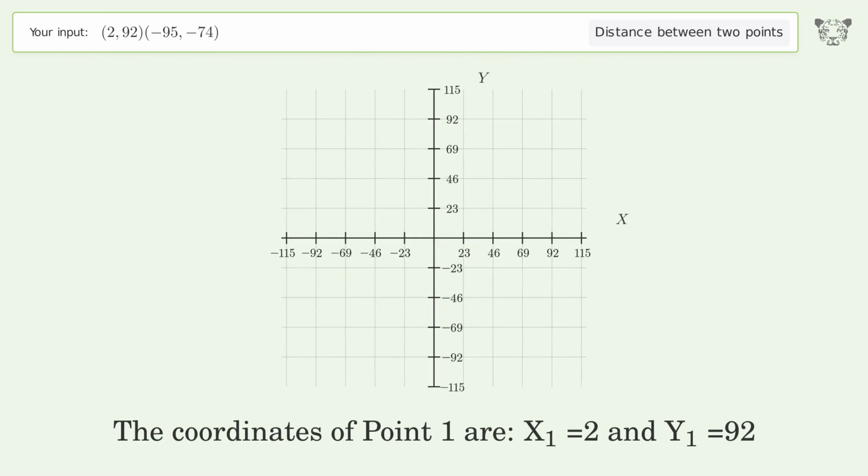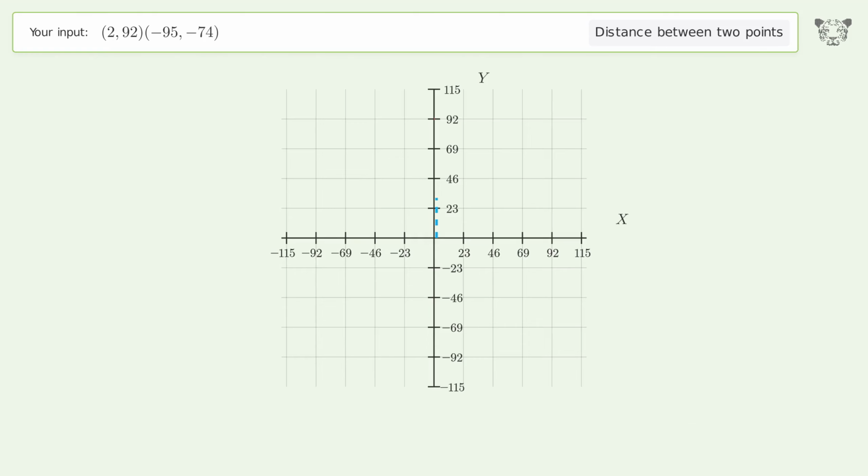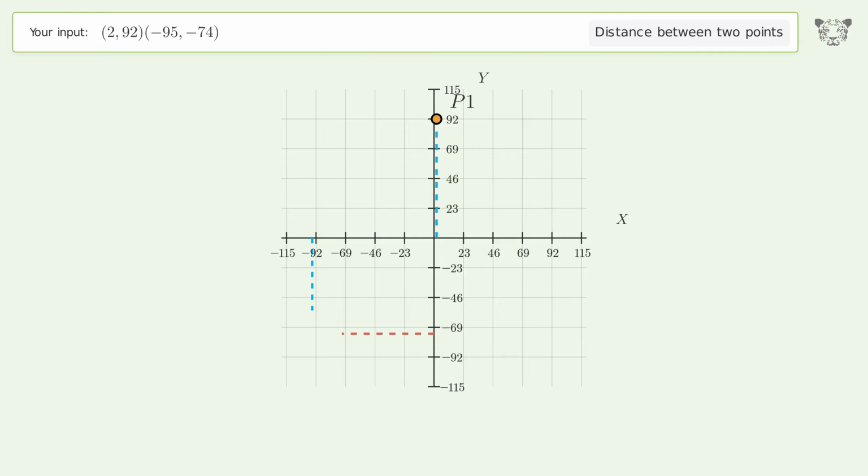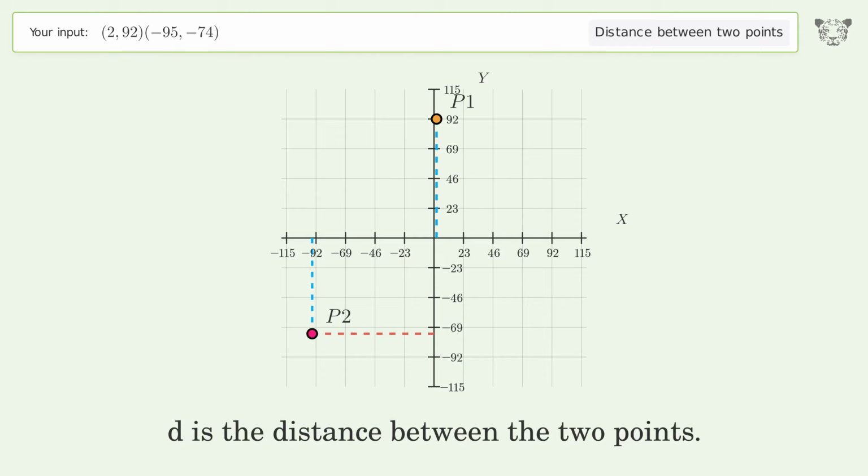The coordinates of point 1 are x1 equals 2 and y1 equals 92. The coordinates of point 2 are x2 equals negative 95 and y2 equals negative 74. D is the distance between the 2 points.